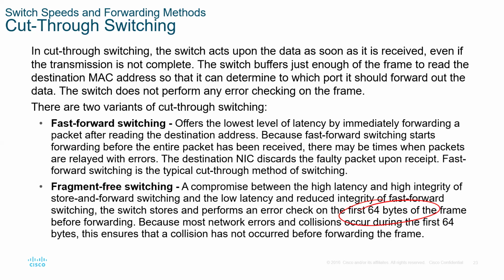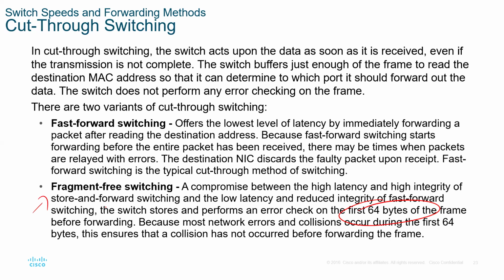With store and forward, the whole frame is received and processed, then we can forward. But with cut-through, we started with just the destination and forwarded. However, with this variant, we check the first 64 bytes. With the first 64 bytes, we can identify some of the errors, the collisions that we can have with that frame. So it means it minimizes errors a little bit.